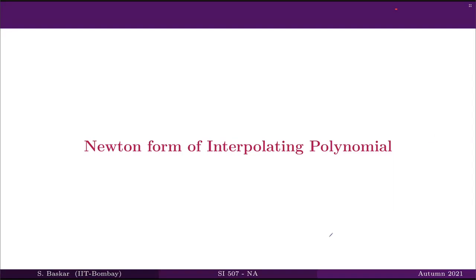Why can't we just stick with the Lagrange form itself? Often what happens is you are given a data set with n plus 1 entries and you construct the interpolating polynomial Pn of x. Later you find that it is not approximating your function as accurately as you want, and so you want to add one more node point into your data set, and thereby you want to go for the interpolating polynomial which is 1 degree higher in order to see if that meets your accuracy.